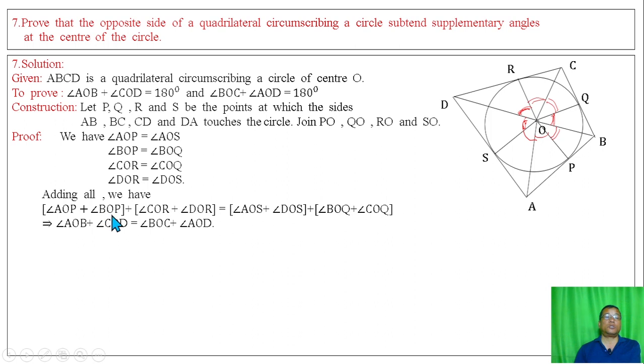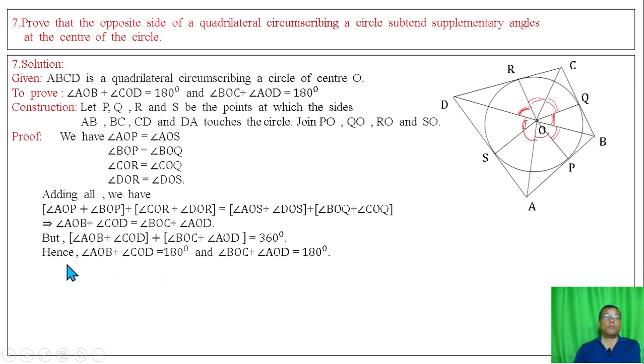Then combining these two, we have angle AOB. Combining these two, we get angle COD. Combining these two, we get angle BOC. Combining these two angles, we get AOD. But the sum of these four angles is 360, and the first is equal to the second one. Hence angle AOB plus angle COD is 180, and angle BOC plus angle AOD is equal to 180 degrees. Hence proof.